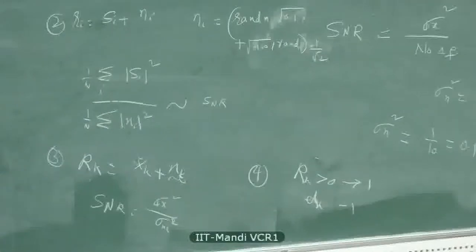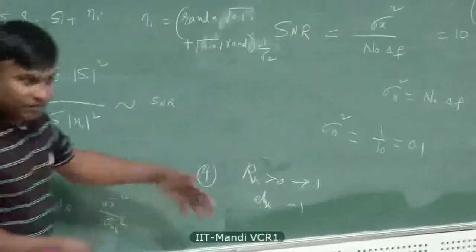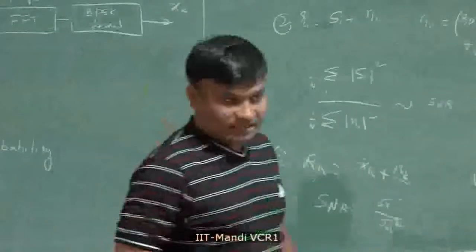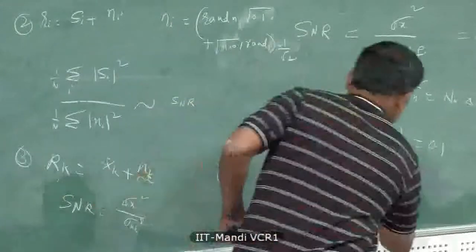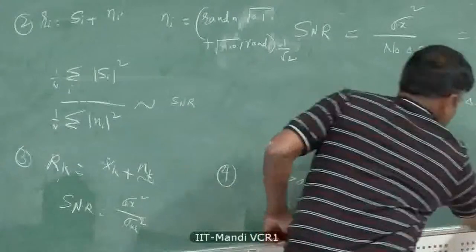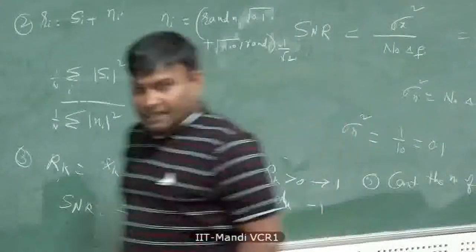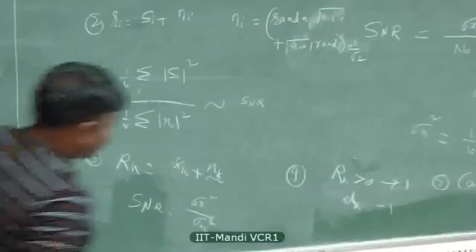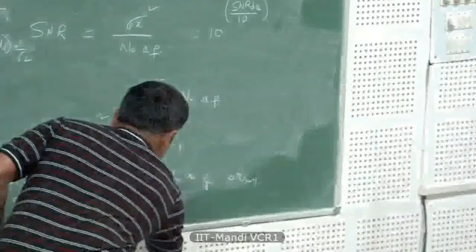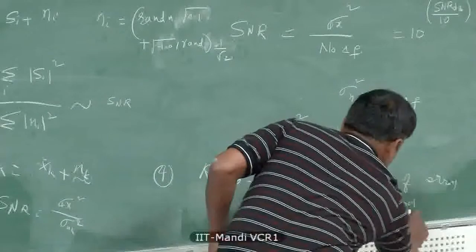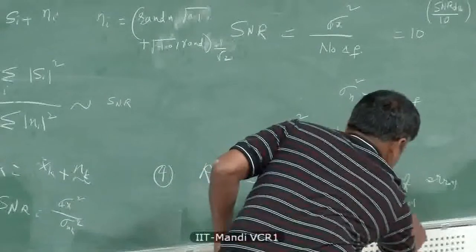You make these decisions and then compare the final decisions with the transmitted sequence, which is available in the simulation, and you count the number of errors. The fifth step is count the number of errors. And then you repeat this procedure, let us say 100 times or 1000 times, because you want to find the error rate. Error rate will be number of errors divided by the number of bits transmitted.